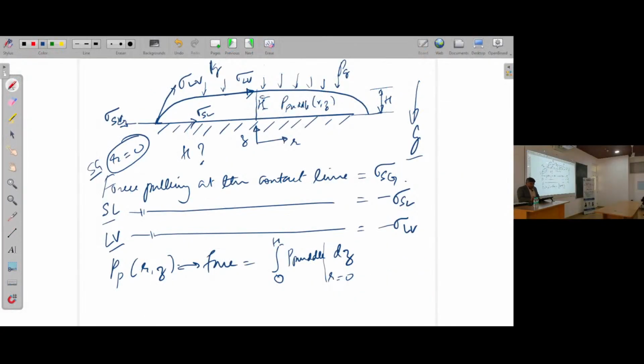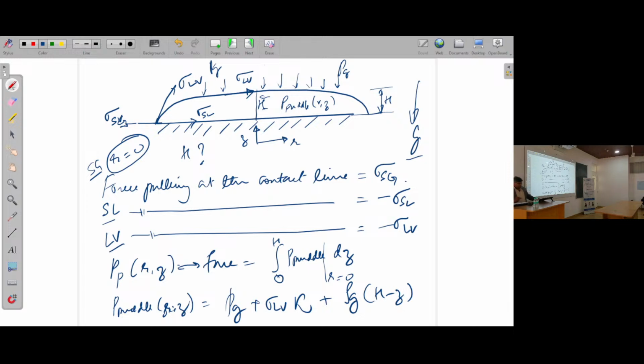So P puddle of r, z can be written as, obviously there is the effect of gas, PG, plus there is also a surface tension force acting on the system. So you'll have some sigma LV times curvature. That is your pressure force. Plus, obviously, you will also have the effect of the hydrostatic head, which is basically rho g times (h minus z), depending upon which point and which axis you're looking at.